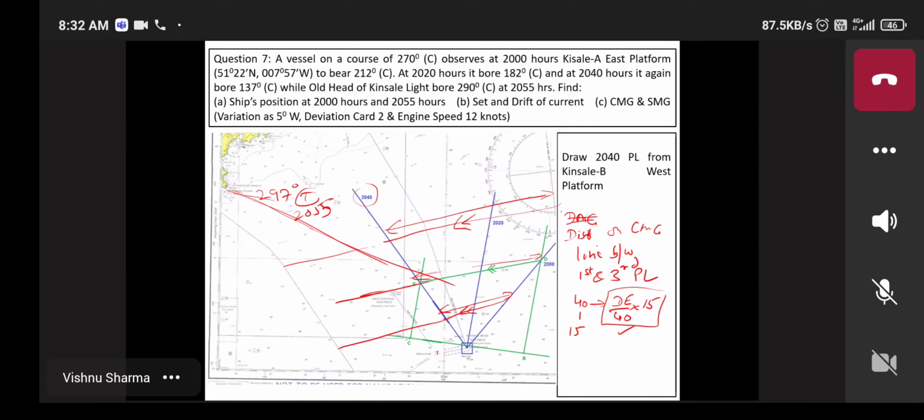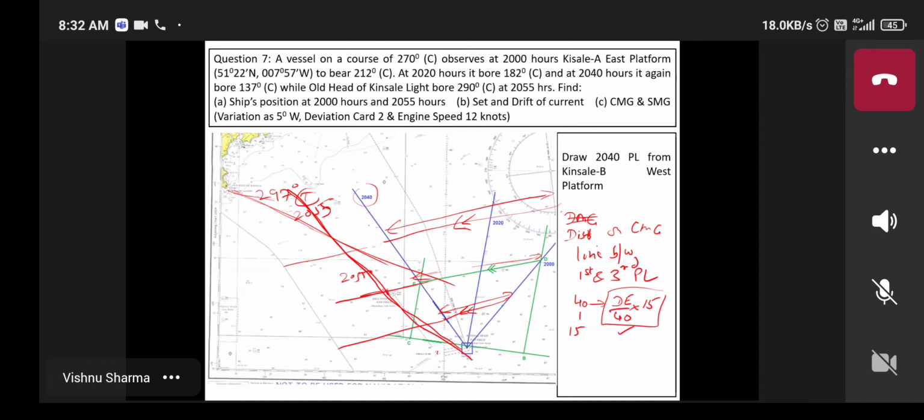you'll open your compass that much. On the extended CMG line, put at E and cut off that distance here. Is that understood? Then you join this point where the three bearings were meeting to this point that you have marked, like this. This becomes another PL for 2055.